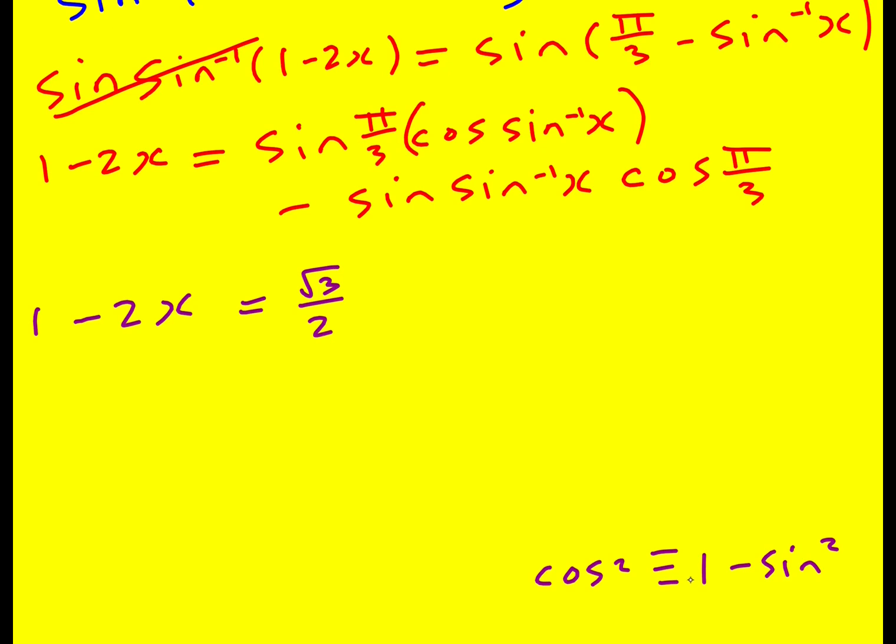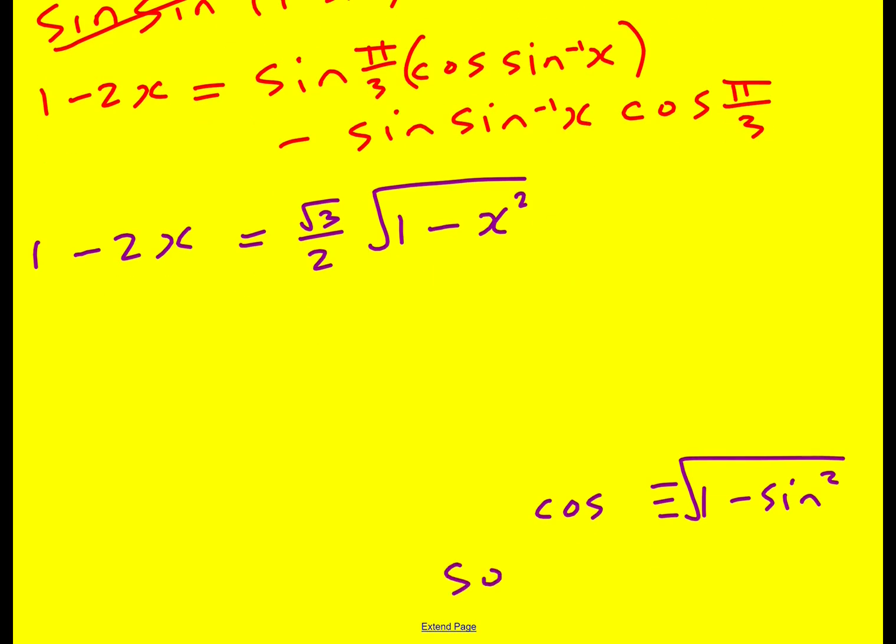Which means that cos is basically the square root of 1 minus sine squared. And that's how we can go from cos back to sine. We can write that it's going to be the square root of 1 minus sine of inverse sine x, all squared. And that's going to give me x squared.